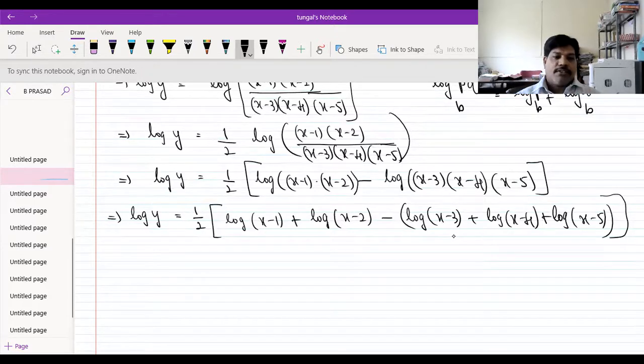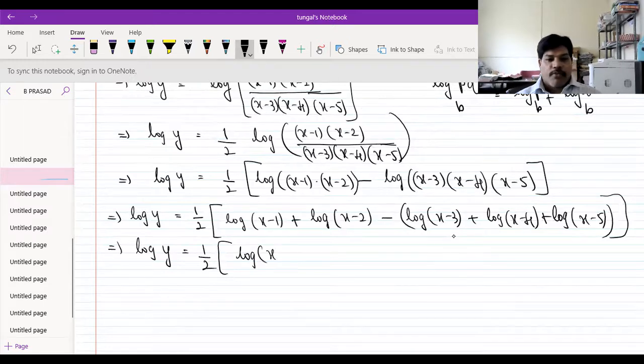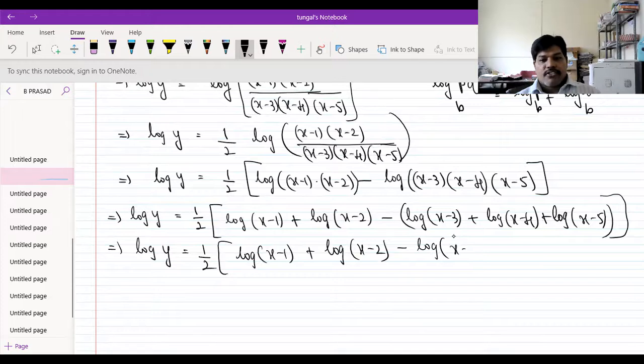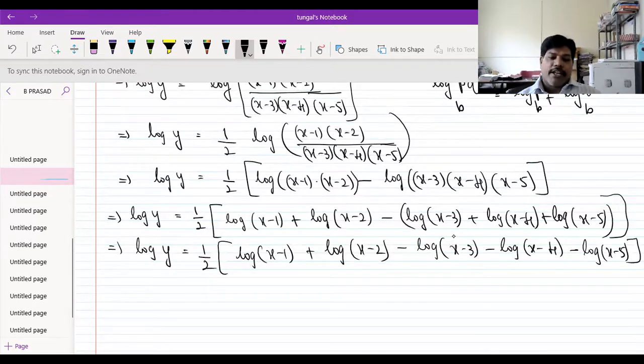So here what happens, sir? So log y is equal to 1 by 2 into log of x minus 1 plus log of x minus 2. Apply the minus, students, for each term here. You will get minus log of x minus 3 minus log of x minus 4 minus log of x minus 5.